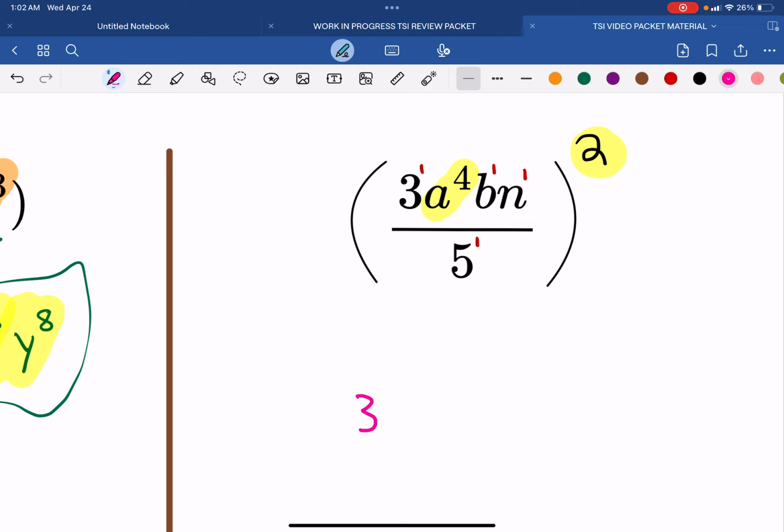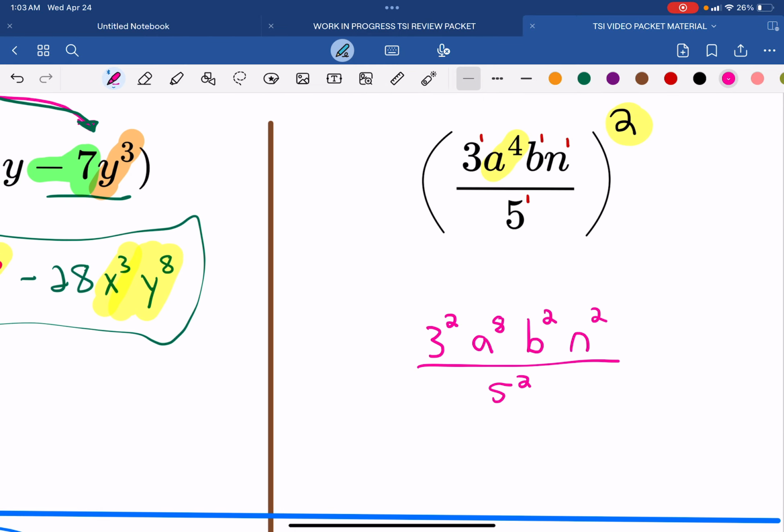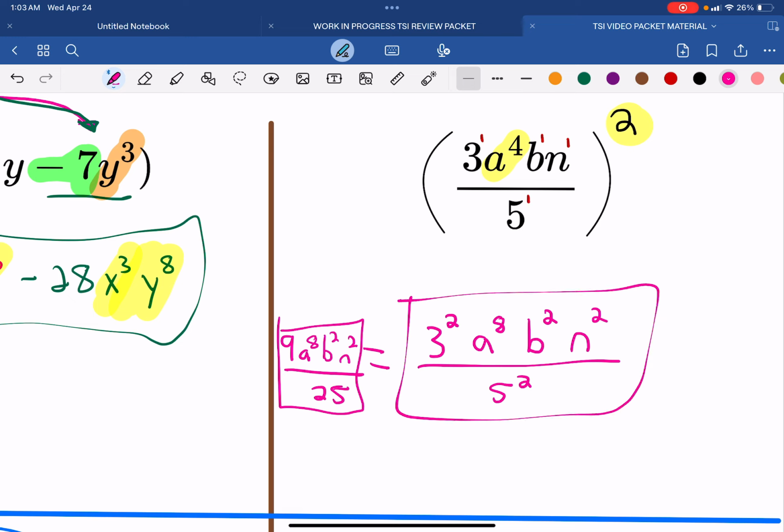It's going to be 3 to the power of 2. a to the power of 4 times 2, which is 8. b to the power of 1 times 2, which is 2. Then n to the power of 2. All of it divided by 5 to the power of 2. This is technically correct. Most likely, though, you're not going to see this answer. You'll probably see 3 squared, which is 9, a to the 8, b squared, n squared, all divided by, what's 5 squared? 25. It could be that they show it to you like that. Hey, who knows? Haven't seen the TSI myself, so I'm trying to get you ready as much as I can. Keep in mind, those two are equivalent.